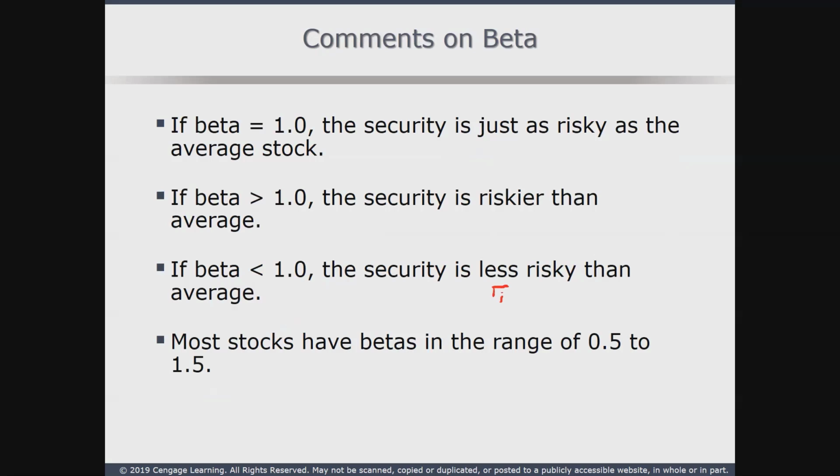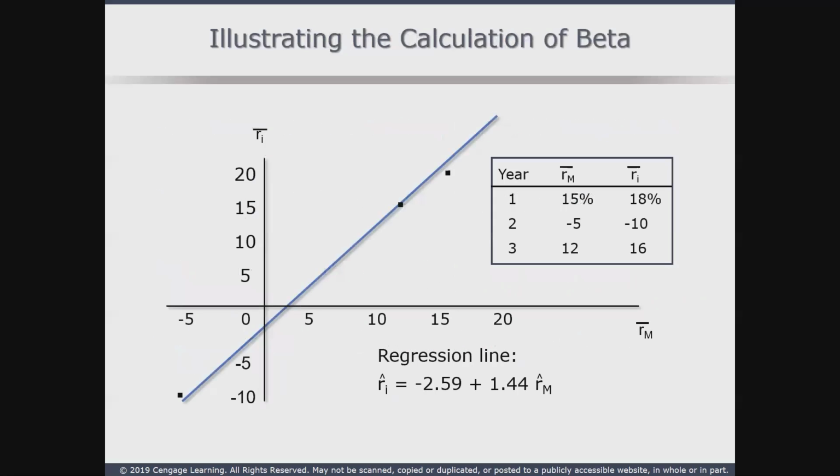As an example, RI is equal to some alpha plus 0.8 RM. So here, beta is 0.8, which means that when market increases by 1 unit, RI is going to increase by 0.8 unit. Let's remember our example. In our example, the beta is higher than 1, which means that our stock in this example is riskier than the market. So beta measures the risk in the market.